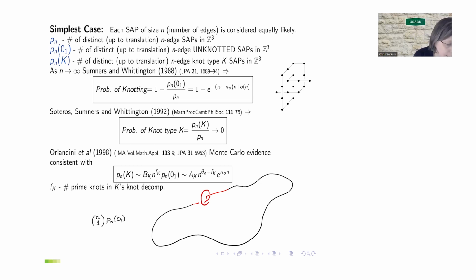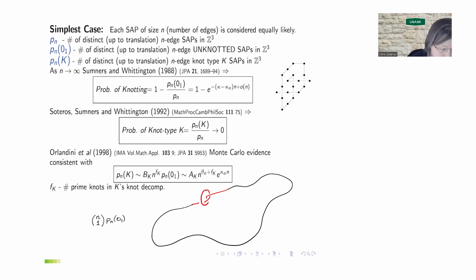We let p_n be the number of distinct, up to translation, n-edge self-avoiding polygons in the simple cubic lattice, and p_n^0_1 be the number of those that are unknots. We can also define p_n^K to be the number of those that have knot type K. What Sumners and Whittington proved was that the probability of knotting, which is 1 minus the number of unknots divided by the total number, goes to 1 exponentially like this. On the next page I'll talk about the ingredients: they proved it using a pattern theorem.